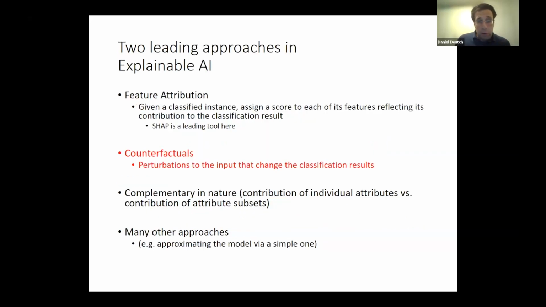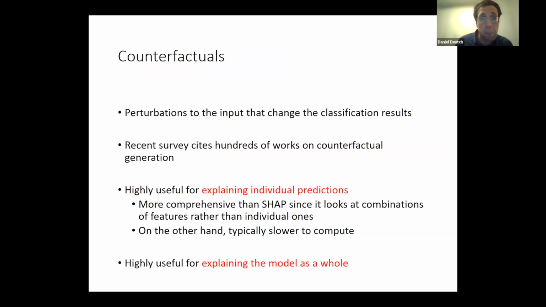Here, I want to talk about a different approach, which is that of counterfactuals, which, as I said, are perturbations to the input that change the classification results. And like I said, it's complementary to Shapley values. There is a recent survey that cites hundreds of works on counterfactual generation in the context of machine learning. It's a very vibrant area of research.